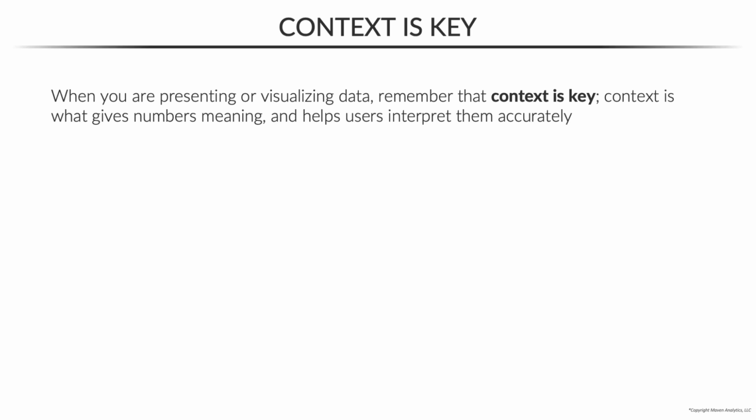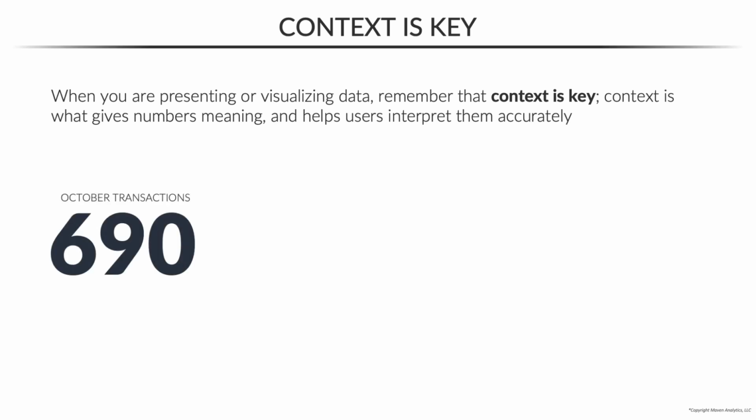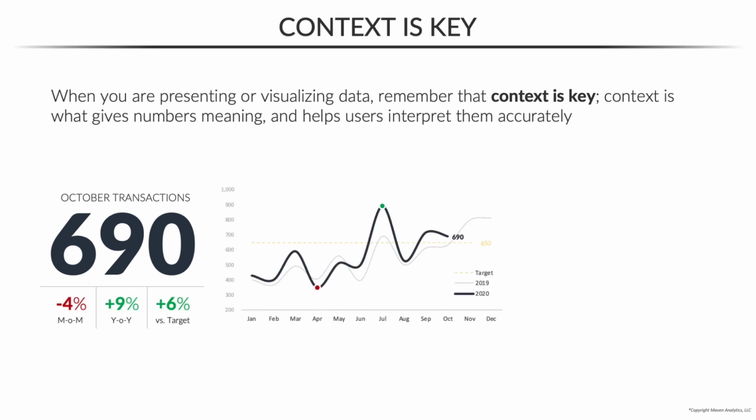Suppose you're a manager and one of your analysts drops a report on your desk that looks like this: 690 October transactions. Just like our example with the doctor, this is simply a data point, which in isolation means very little. To interpret what this number actually means, we need to understand things like how it's changing over time, how it compares against previous periods, and ultimately whether or not that number should be considered good or bad.